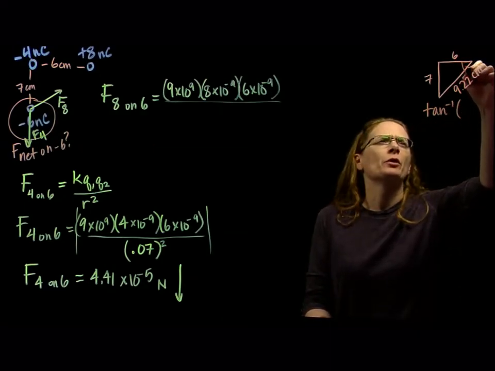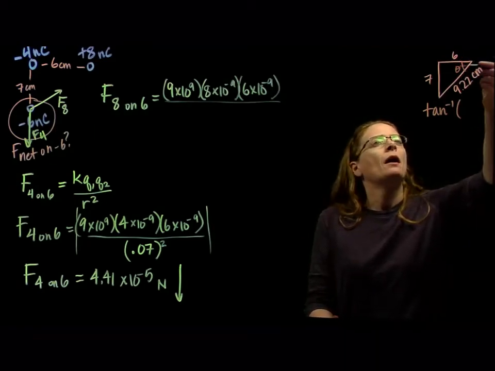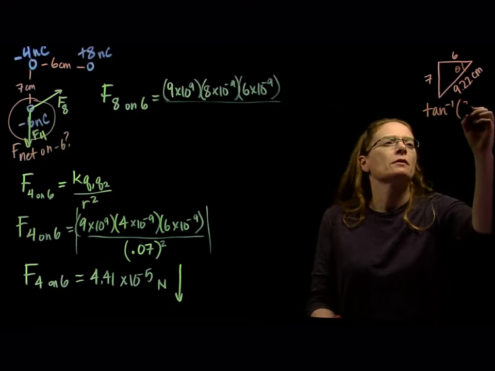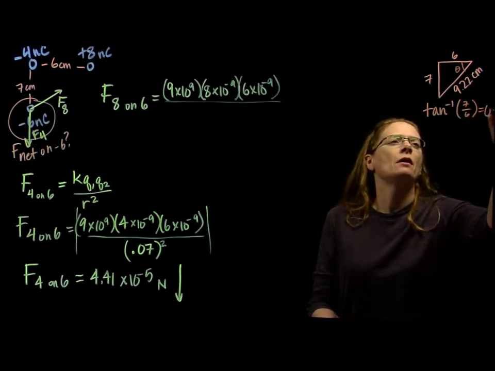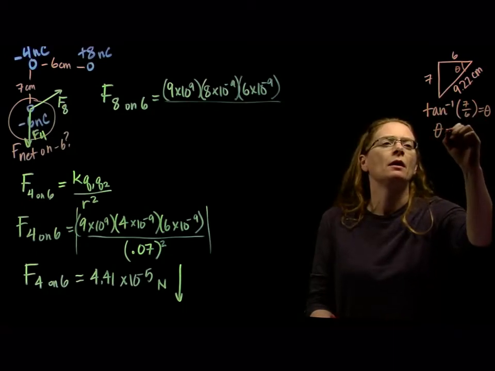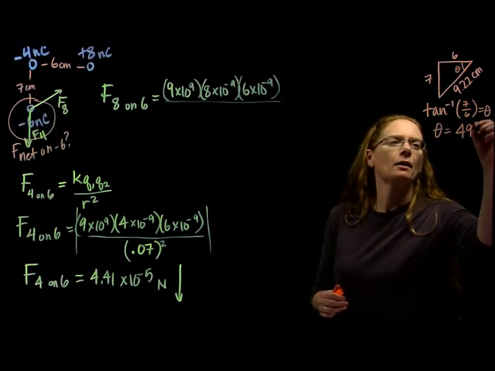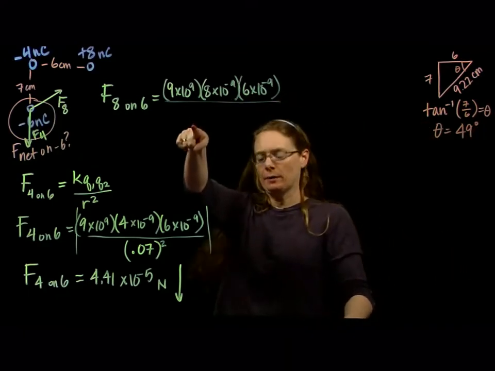I tend to go from the horizontal. I just like going from the horizontal. So if this is my angle, opposite is 7 over 6. Okay, so the inverse tangent of 7 over 6 equals the angle, and that angle ends up being 49 degrees. All right, now I can go back and do this.